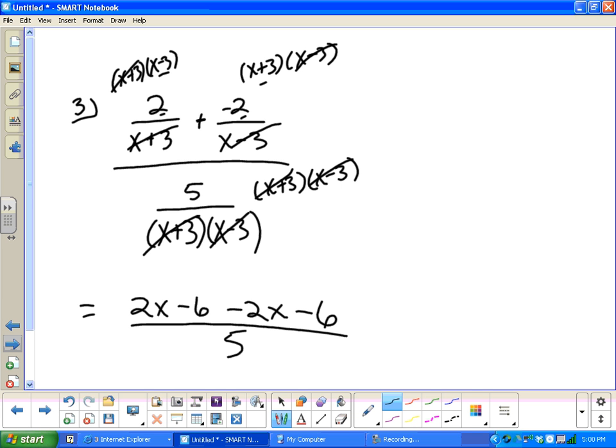Okay, now let's clean it up here. Let's get our like terms together. Notice that 2x minus 2x is just going to go away. And now I've got negative 6 minus 6, which is negative 12. So this will be negative 12 over 5 there.